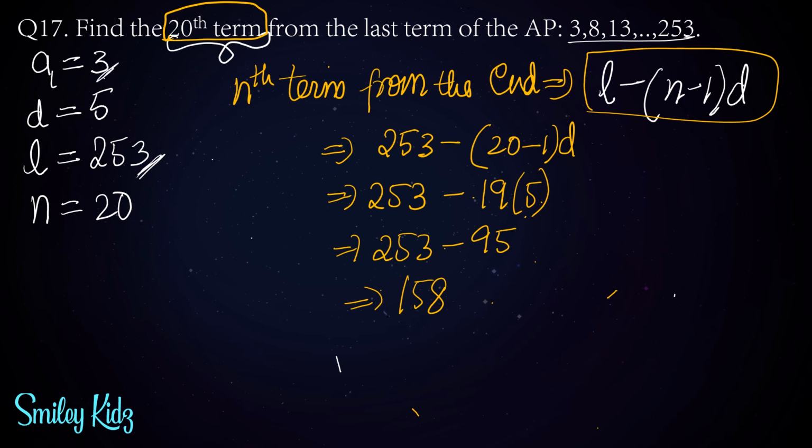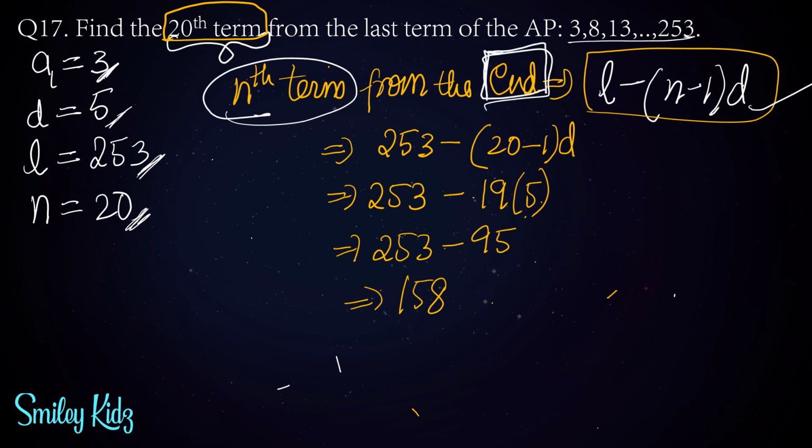We know the value of A1. We know the value of N. We know the value of D. You can directly apply this formula to find any term, like the nth term from the end. Always remember we are talking about the end over here. This formula is applicable only when you are finding the nth term from the end. So here we are asked to find the 20th term from the last term of the AP. That means from the end of the AP. What is the 20th term? So the 20th term over here from the end of the AP is 158. What is the formula? It is L minus (N minus 1) into D.